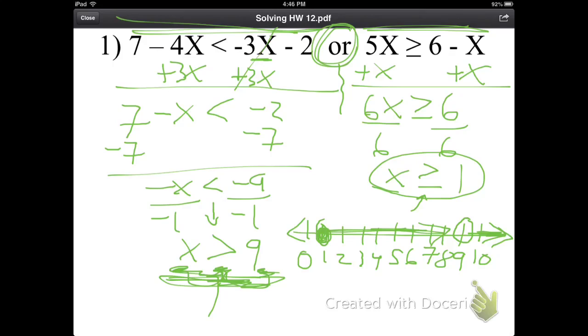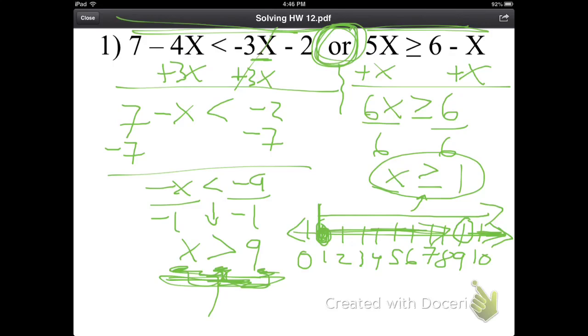When you're writing your actual answer, you need to look at your statement at the start. If it's OR, then your solution is anything that got shaded at all. And so my shading starts here at 1, and it goes to the right. Over here, once you get past 9, it got double shaded, but we're not really worried about double shading, just anything that got shaded at all.